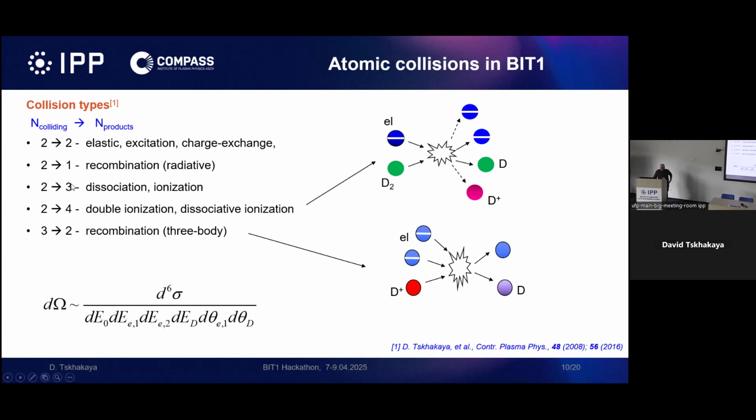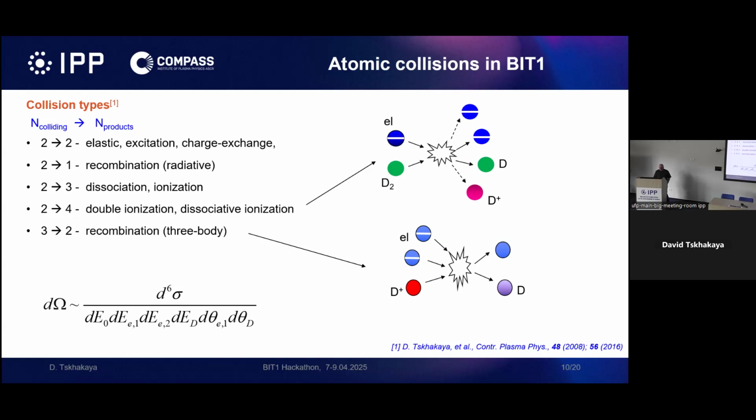So we have recombination, where two particles collide. It's radiative recombination: an ion collides with an electron and is recombined, so we have an atom coming out. Then you have dissociation. For instance, an electron collides with a molecule and dissociates, so you have the electron and two atoms coming out. You have two particles colliding and four particles going out.